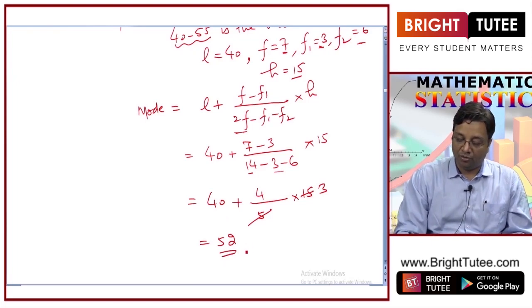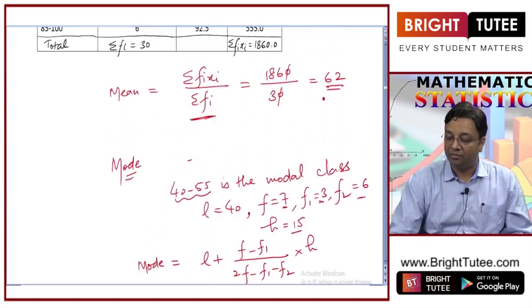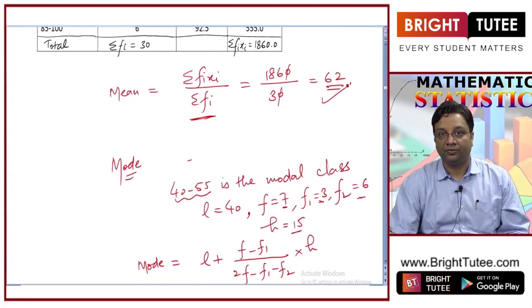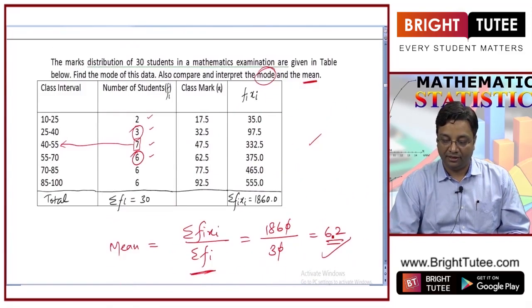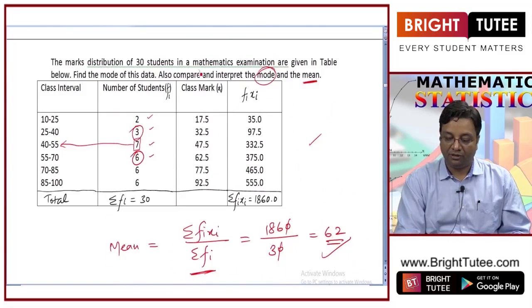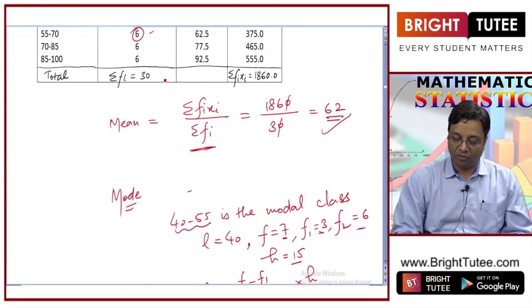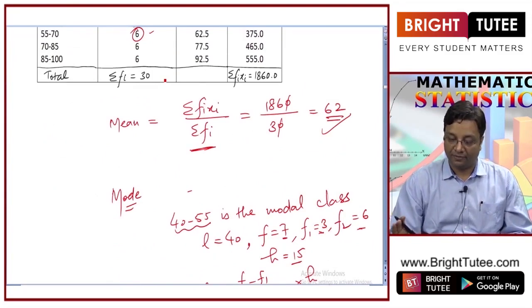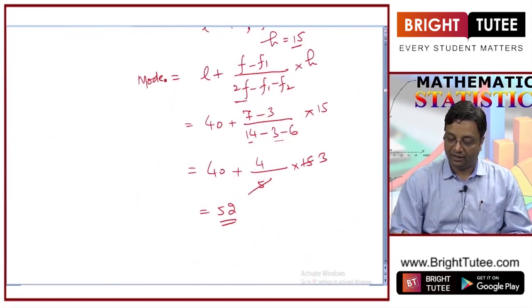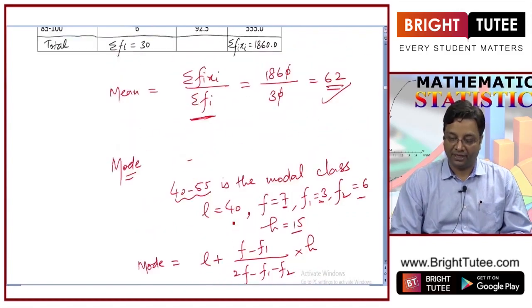Now look at the mode. Mode is 52, whereas the mean was 62. So the mode in this case is smaller than the mean of this data. We need to compare it. So in this case, the mode is smaller than the mean and it is lesser by 10.